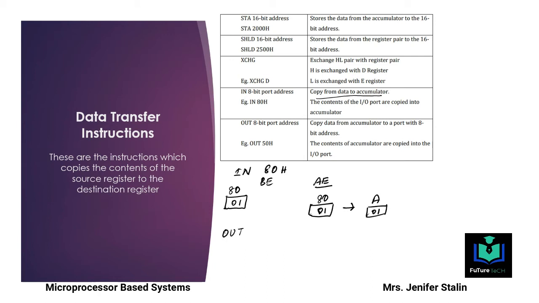Similarly for OUT 50H, right? The address 50 will be kept empty before executing this OUT 50H instruction. After executing OUT 50H, the content which is present in the accumulator, let's say the value to be 02, is loaded to the specified location 50. So at the end of this OUT 50H, 50 is the address, and that address points to data which is moved from the accumulator.